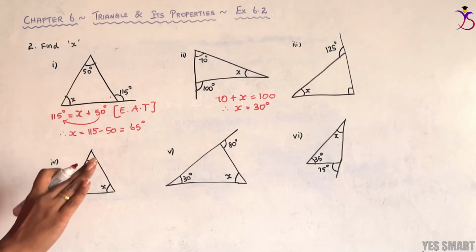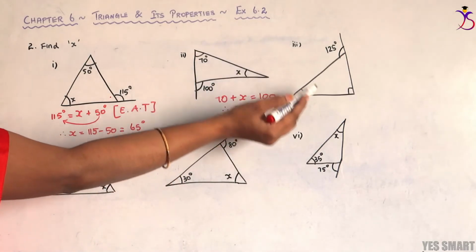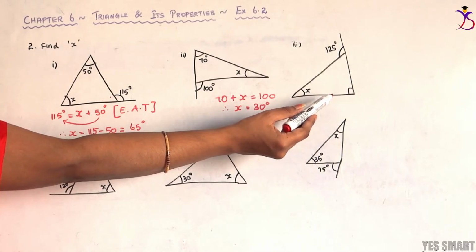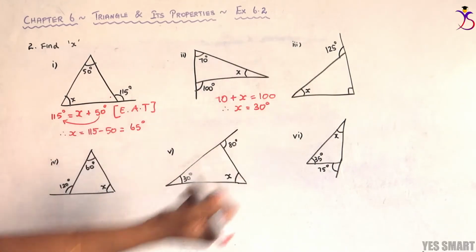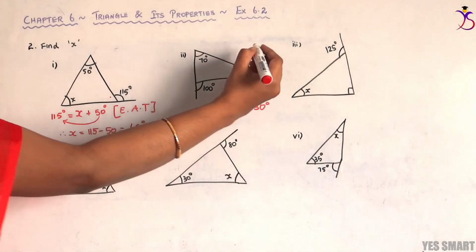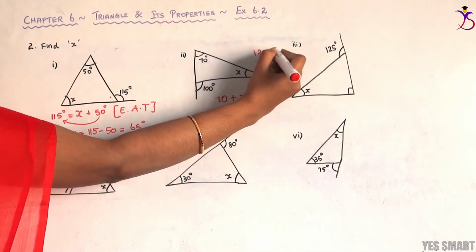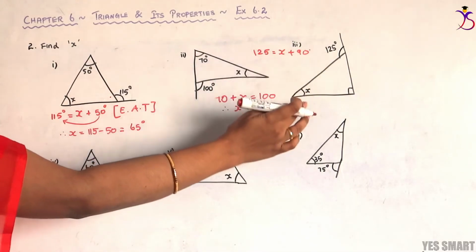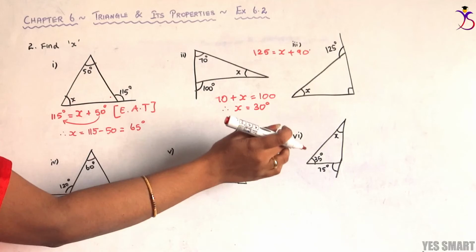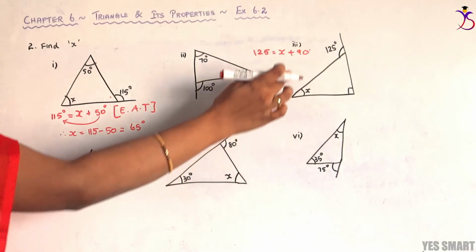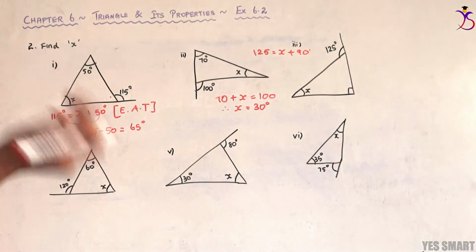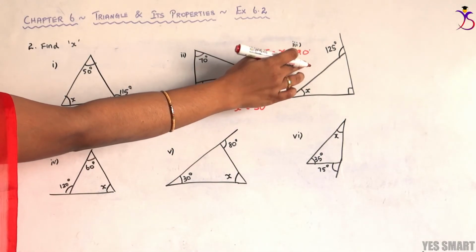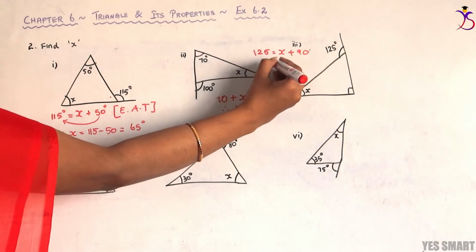Moving on to the third subdivision. Here they have given a box or a square which represents 90 degrees. The exterior angle here is 125 degrees. So the two opposite interior angles are x and 90 degrees. Therefore, 125 degrees, that is the exterior angle, is equal to x plus 90 degrees, because x plus 90 degrees are the two opposite interior angles. When 90 degrees is transposed, 125 minus 90. Therefore, x is equal to 125 minus 90, which gives 35 degrees.